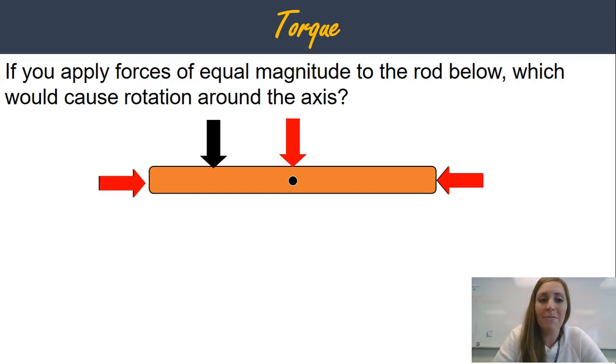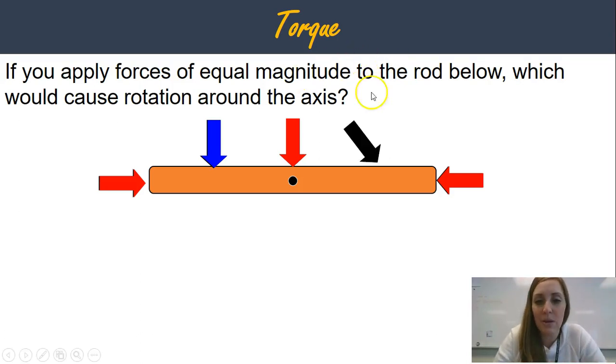Okay, what about this force? So I've got a downward force on the left-hand side of my rod. And yes, that would cause rotation. Now notice all of these are the same size arrows. So these force vectors have the same magnitude, as in they have the same strength to them. They're just all being applied in different directions.